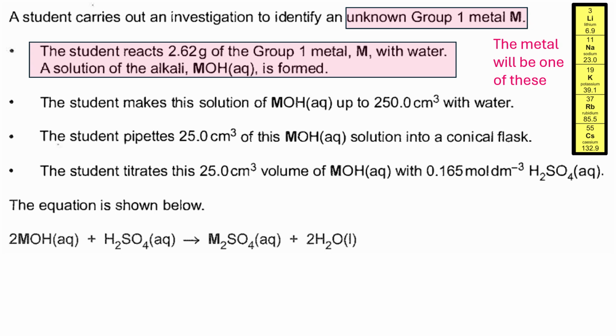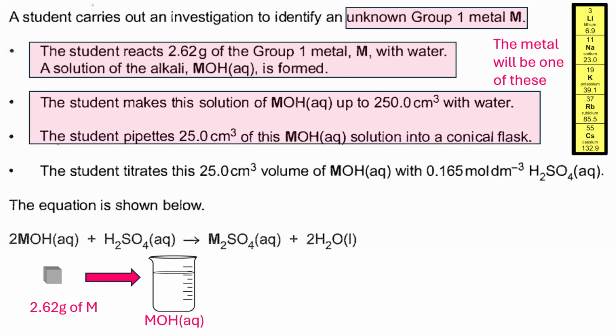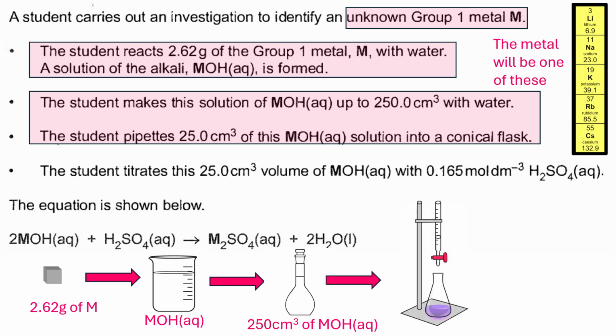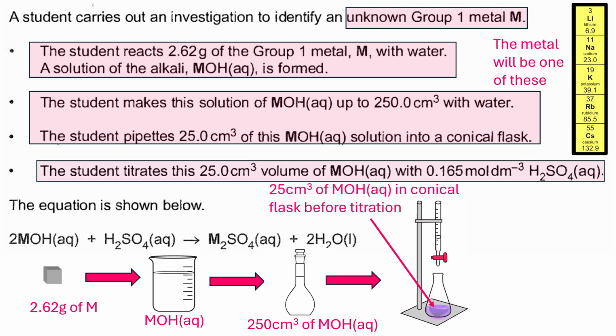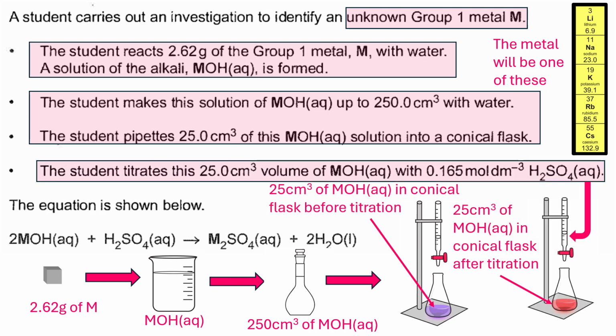So the student reacts 2.62 grams of the group 1 metal with water and a solution is formed. I'm going to visualize that idea at the bottom with a grey cube representing a little piece of my metal M. That goes into water, which then gets dissolved and made up to the mark in a volumetric flask to 250 centimeters cubed. Then the student pipettes 25 centimeters cubed of this into a conical flask and titrates it. Obviously you can see the change in the color of the indicator.